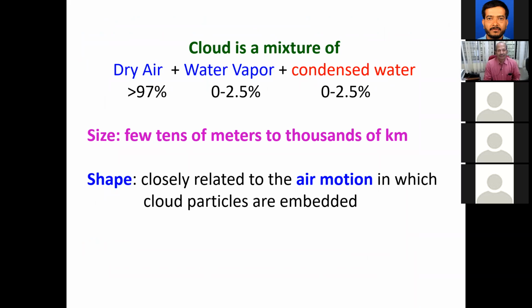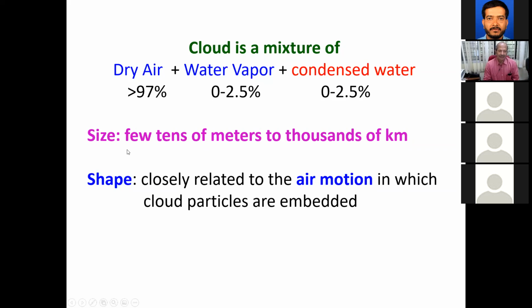Now, when you look at clouds in another way, actually it's a mixture. In this mixture, dry air is the major component, more than 97% is dry air. Then water vapor is 0 to 2.5%. 0 means it's not absolutely 0, but very small. And then there is condensed water, either in the form of water drops or droplets and ice particles. Together we call them hydrometeors. That is 0 to 2.5%. That is the typical composition of a cloud.